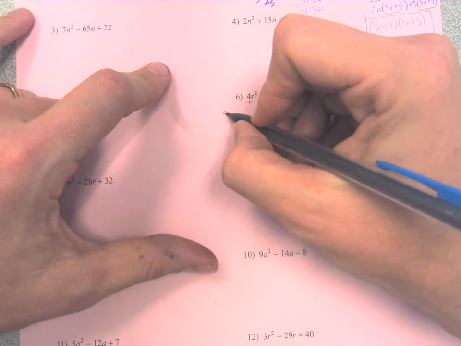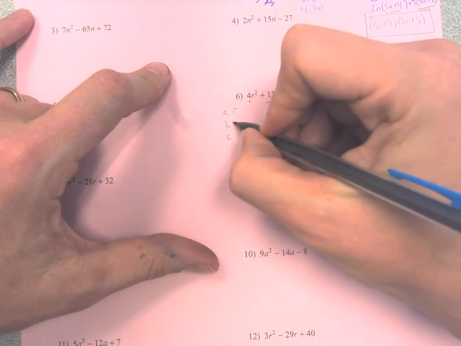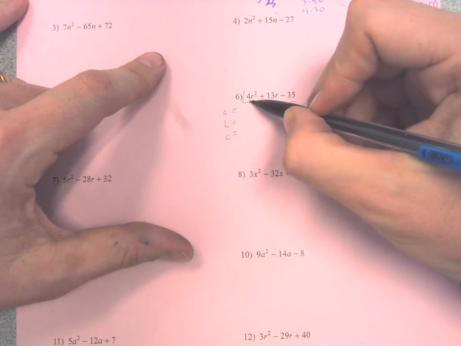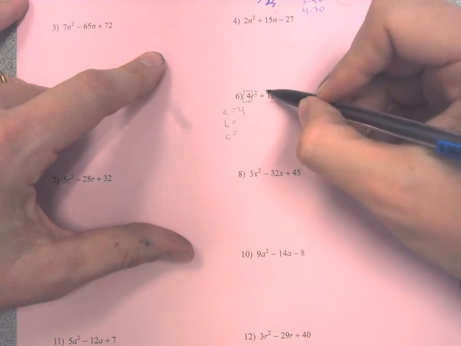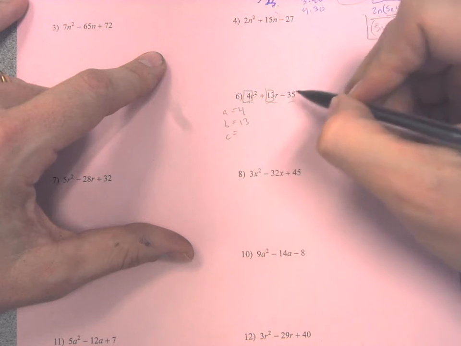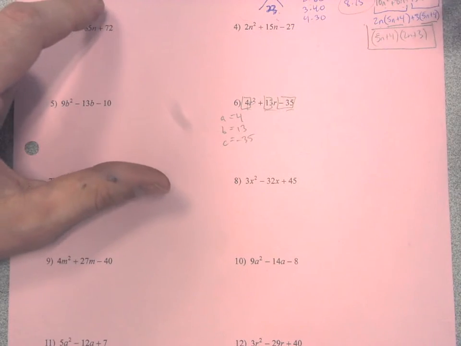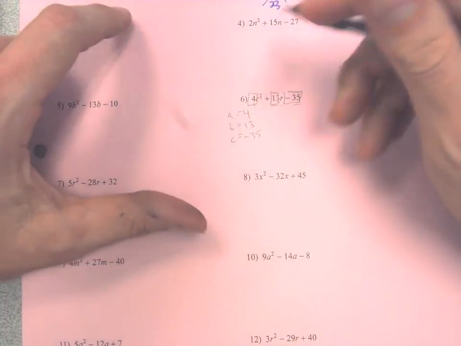Okay, so let's start by listing our coefficients here, our a and our b and our c. This is the a, this is the b, this is the c. Take any signs that are in front along for the ride as well. So we want a negative 35, not just a 35.